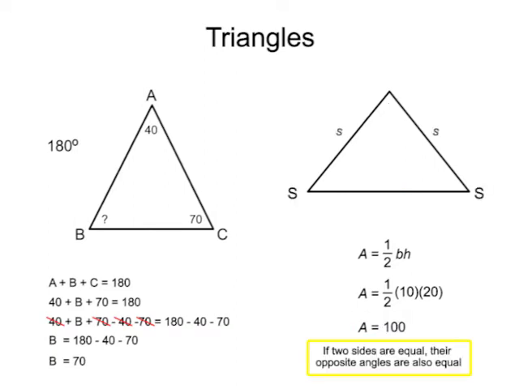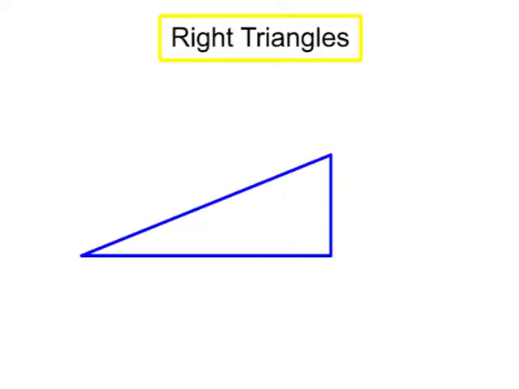Finally, for all triangles, if two sides are equal, the angles opposite those sides are also equal. Similarly, if all three sides are equal, all three angles are equal. In addition to the characteristics that all triangles share, right triangles have several characteristics that are quite unique. Before we cover the details of those characteristics, it helps to identify the various parts of a right triangle.